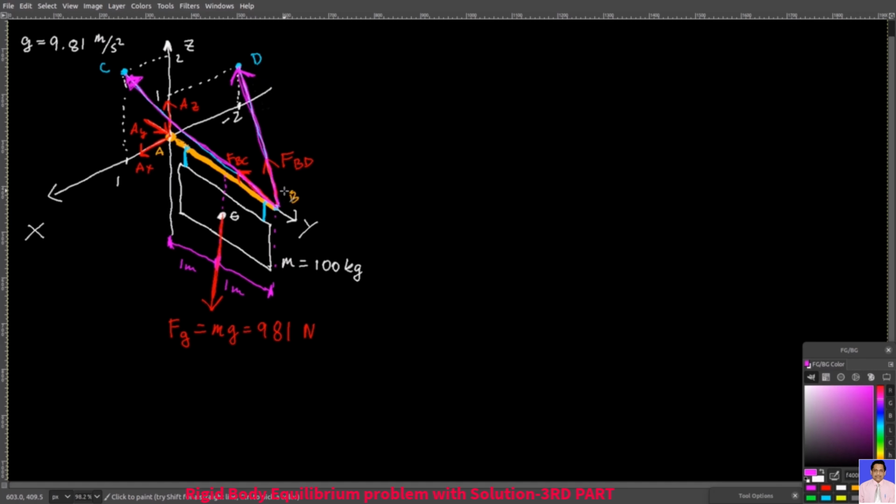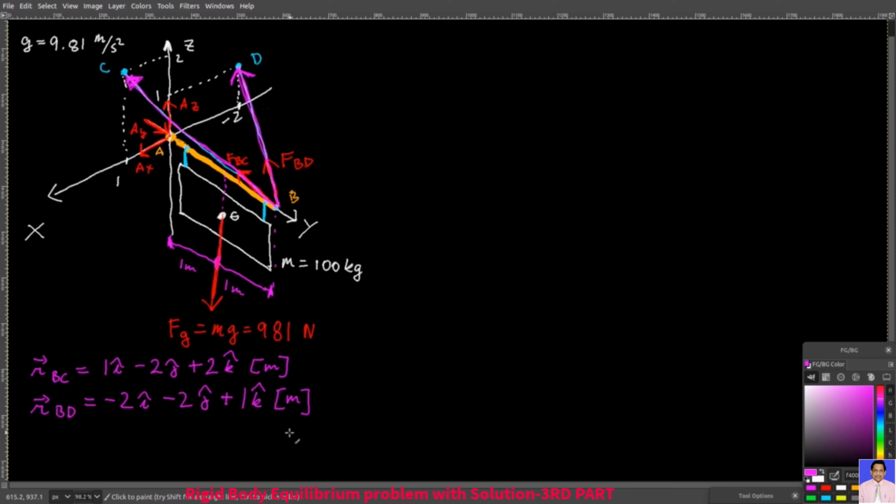I'm simply following the procedure that you learned from Statics Part 1. So rBC equals this vector, then rBD equals this vector. You literally walk from B to C and then from B to D first along the x dimension, then along the y dimension, and then along the z dimension. Then you need the magnitudes of these two vectors. The magnitude of rBC is 3 meters, and the magnitude of rBD, that's also 3 meters.